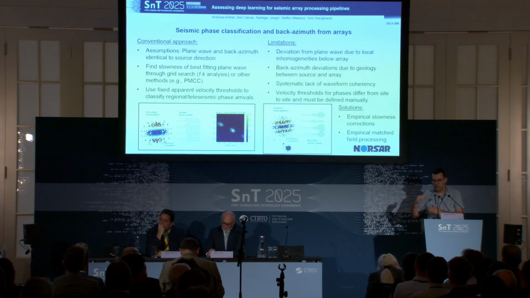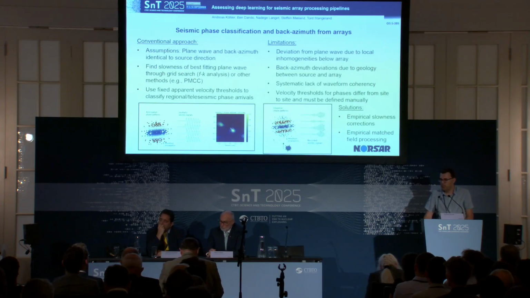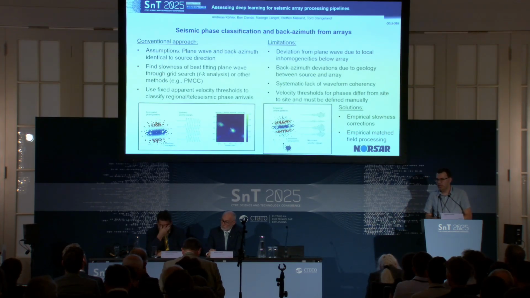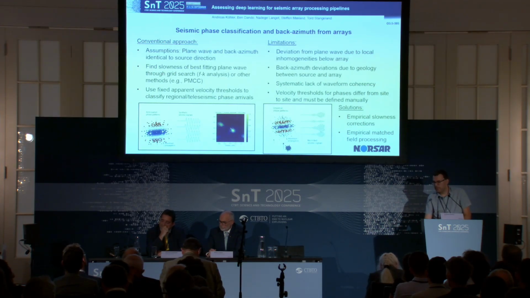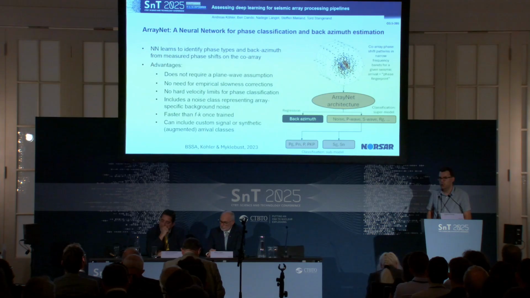And then you use a fixed velocity threshold to decide if this is a P wave or an S wave or more teleseismic phases, regional phases, and so on. The limitations with this approach is that we know that there are inhomogeneities below the array, which affect the plane wave assumption. Also, you have back azimuth deviations, systematic lack of waveform coherency, and also the velocity thresholds vary between the arrays. And there are, of course, methods to deal with this, like empirical slowness corrections. But what we suggest is to use a neural network approach to do that.